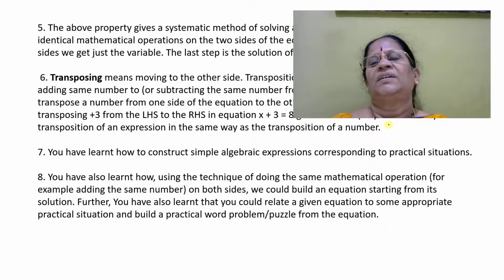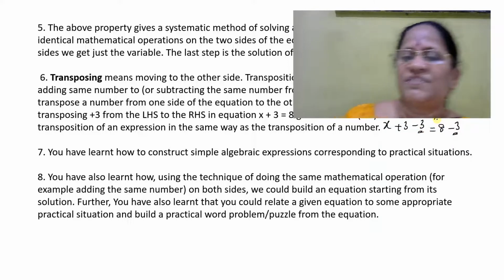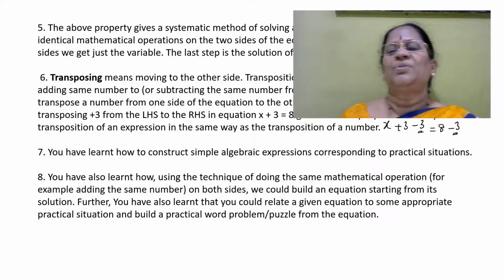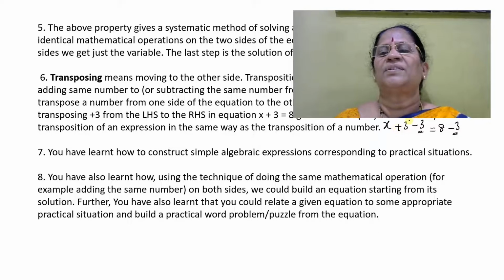See, the same can be solved as x plus 3 minus 3 is equal to 8 minus 3. I have subtracted 3 from both the sides. Okay. So it is as good as, these two will get cancelled. You will be left with x is equal to 5. It is as good as transposing the term.